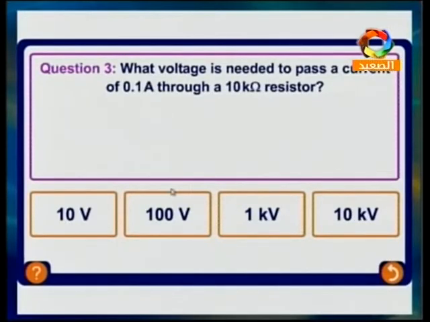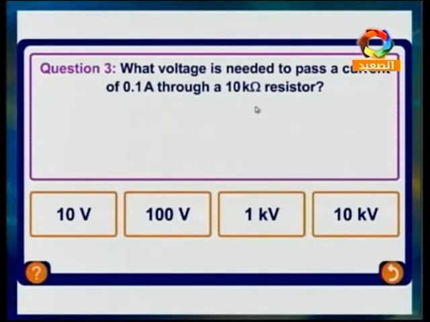Another one. What is the voltage needed to pass a current of 0.1 ampere through 10 kilo ohms? It's a very big one. Really, it's found in some kinds of stations, where we have high resistance and high electric current intensity, and the potential difference reaches megavolts or gigavolts. So here we need the voltage to pass a current of 0.1 ampere through a 10 kilo ohm resistor.